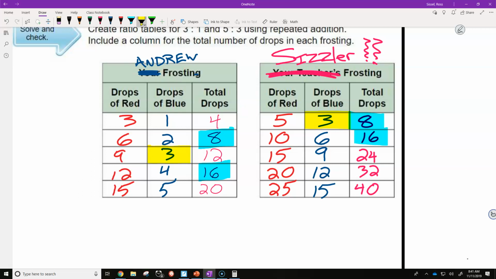Close, but no. Siri? Whoever is doing the least amount of blue is going to make the frosting redder, so it would be Andrew because he has more red and less blue. Good. So if I put 5 drops of red and 3 drops of blue and I mix it, it'll make a purple color, right? If I did 25 drops of red and 15 drops of blue, it's going to be the same shade of purple.